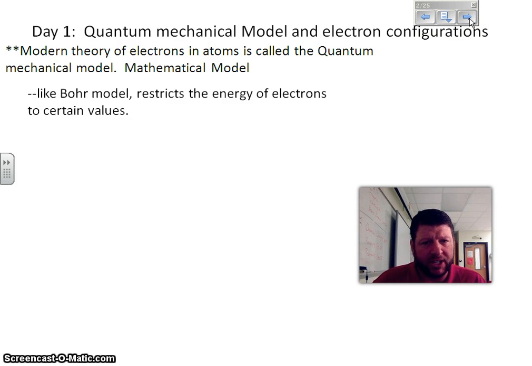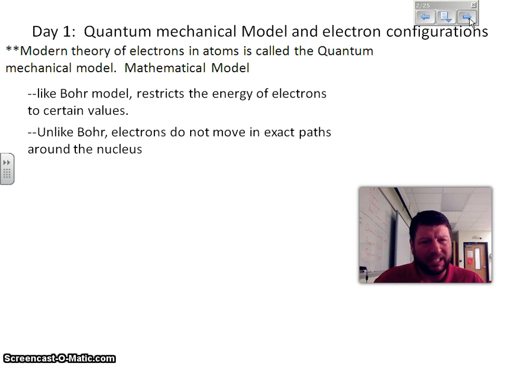It has some things in common with the Bohr model, and one of those is that it does restrict the energy of electrons to certain values. In other words, an electron is stuck in a certain energy level, just like in the Bohr model. The quantum mechanical model is the same as well. But unlike Bohr, the electrons do not move in exact paths around the nucleus. As I've told you before, they move in random directions around the nucleus. And that is one of the reasons why we cannot use where the electrons are as the edge of an atom when we do atomic radius.